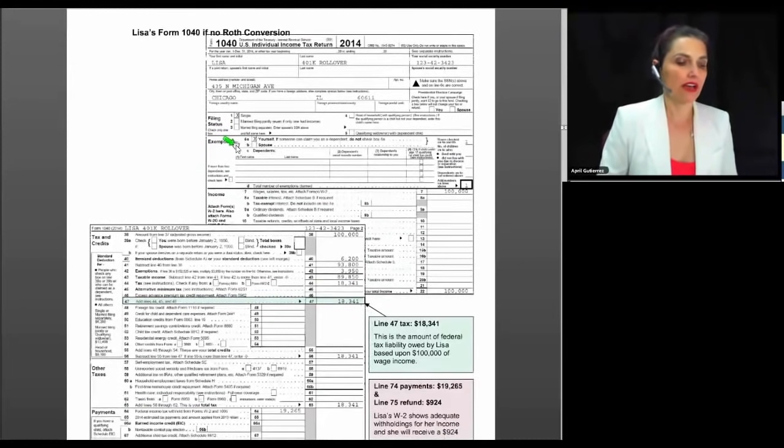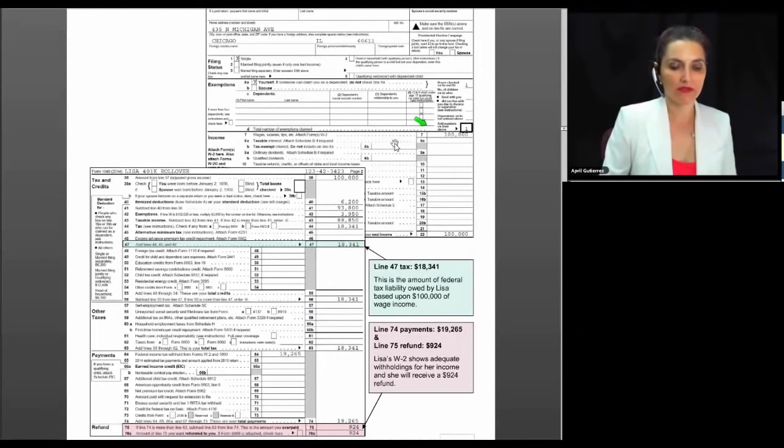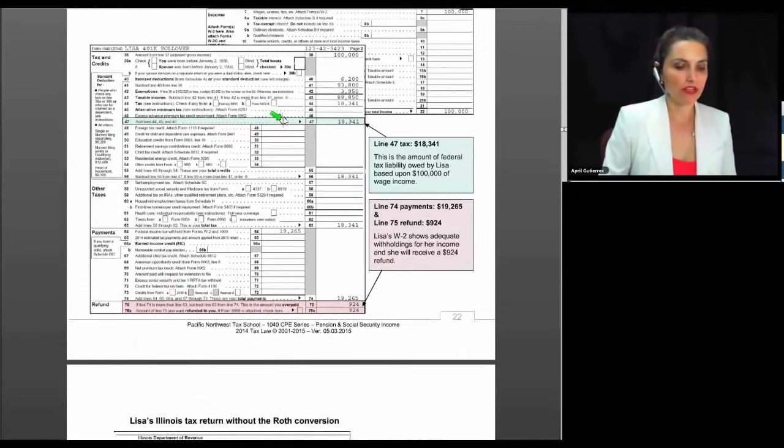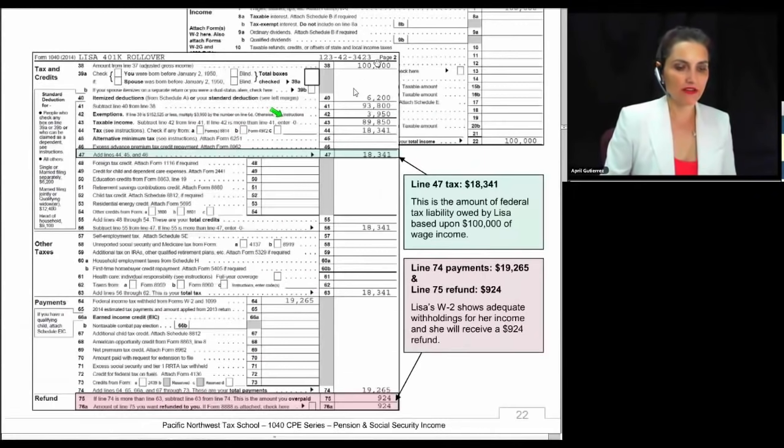Let's look now at Lisa's 1040 form if she had not done a Roth conversion. If she has no Roth conversion, her total income for the year is only $100,000 of wage. And when we move over to page 2 of her 1040, we can see here that she claims the standard deduction. She figures her personal exemption deduction of $3,950 and figures that she has taxable income of $89,850. The tax on that is $18,341. We move down to line 64 with $19,000 of withholding, and it turns out she has a $924 refund.